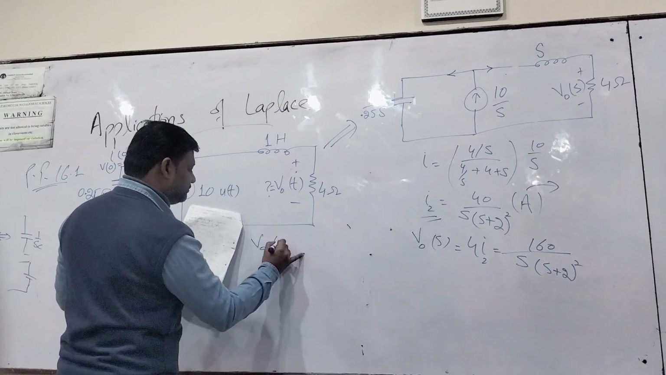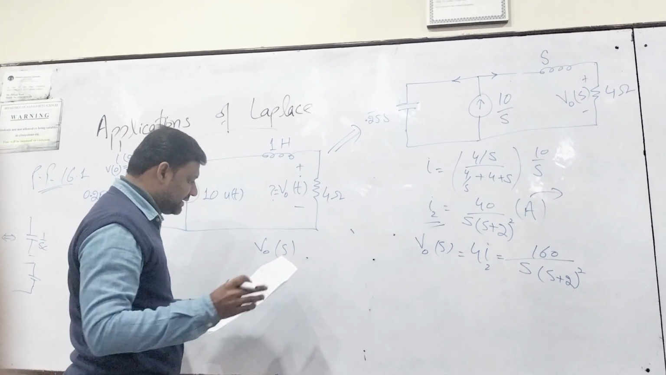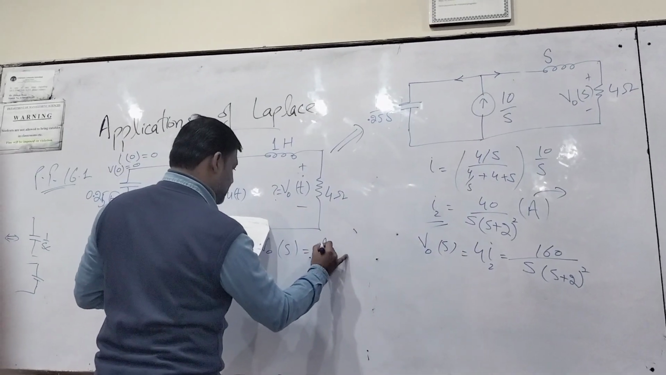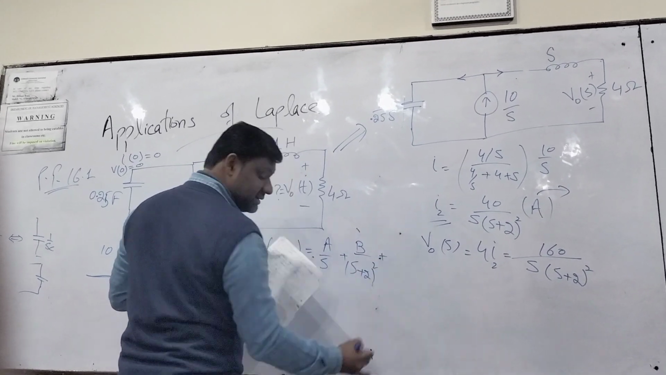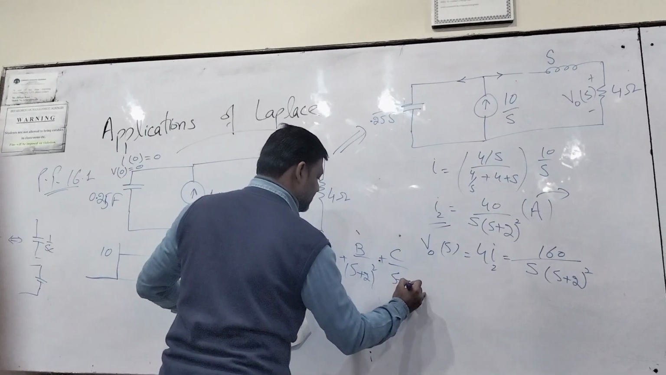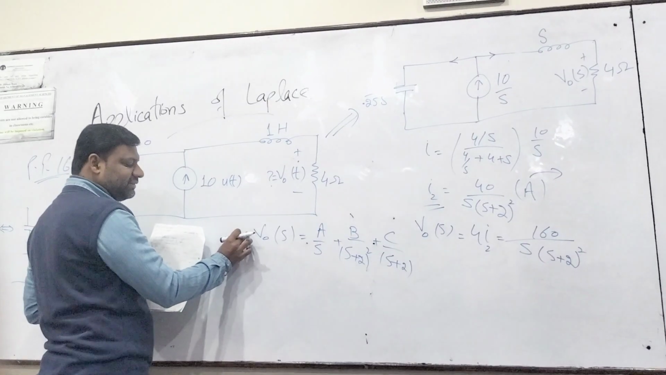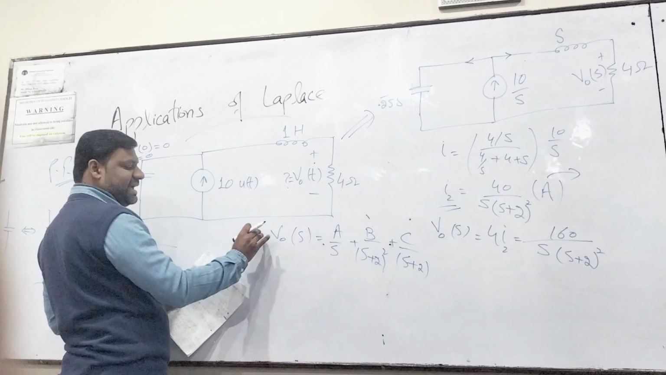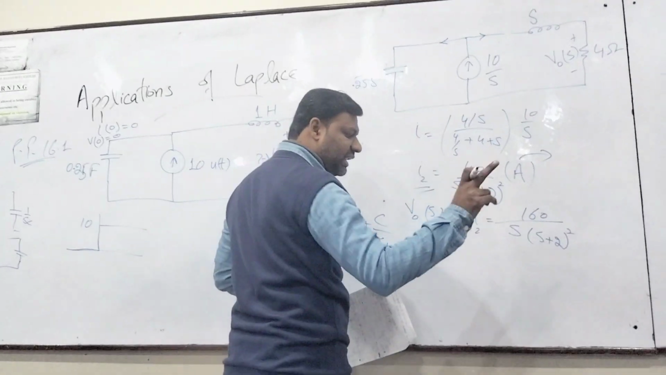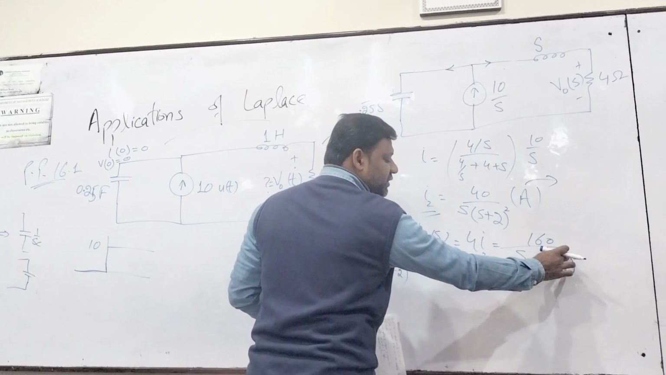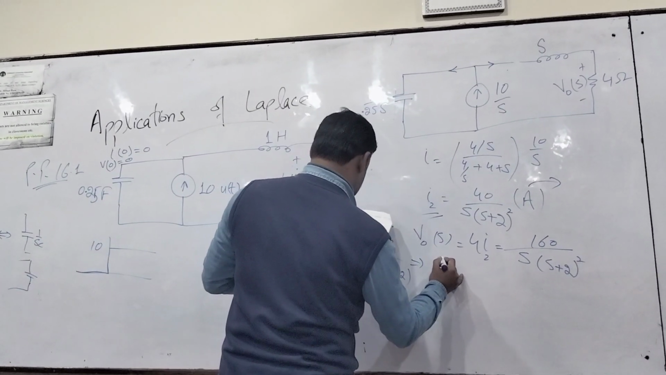So, either by comparing the coefficients or by applying the residue method: A over S, B over S plus 2, plus C over S plus 2 squared. Very good. You will multiply by S in order to find A. S will be cancelled out by S, and with S equal to 0, 160 divided by 4, A will be 40.